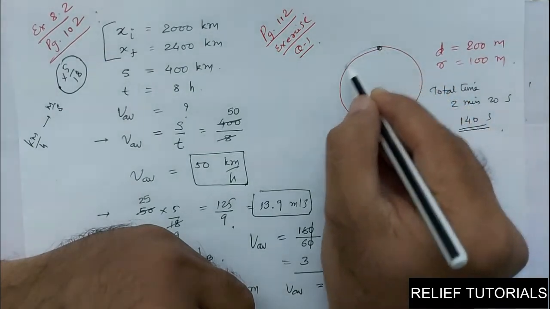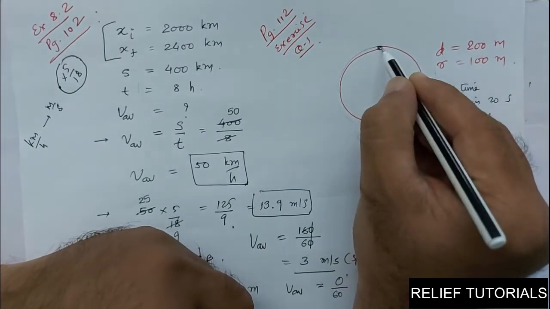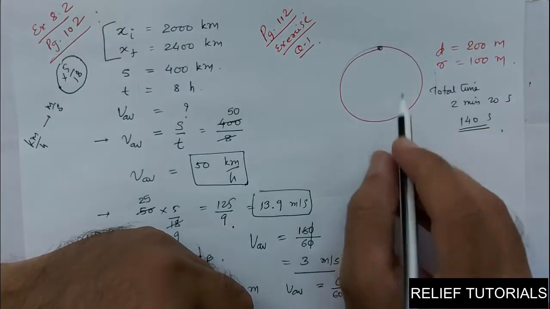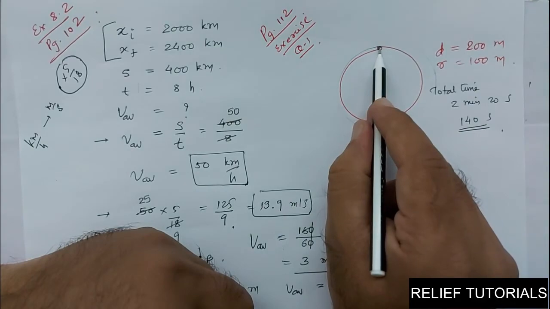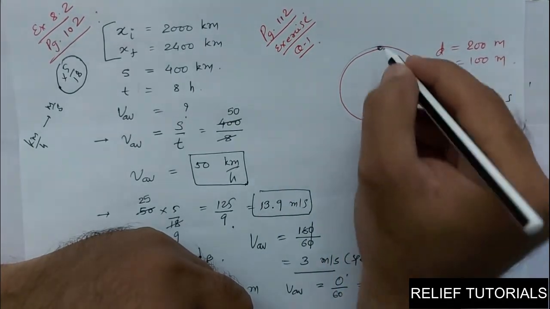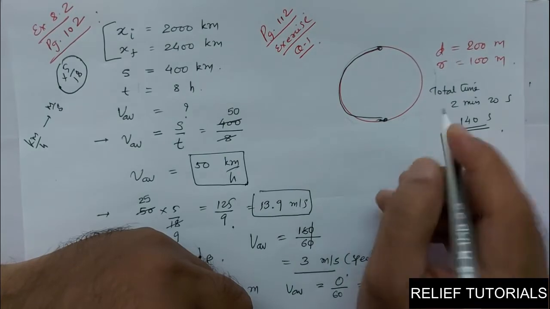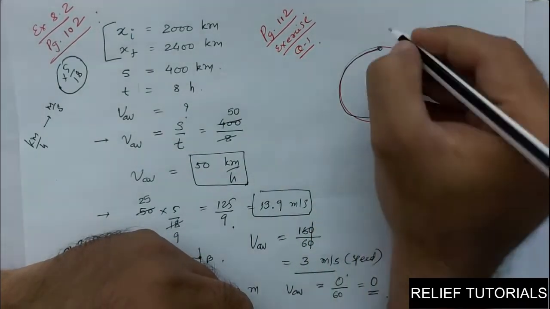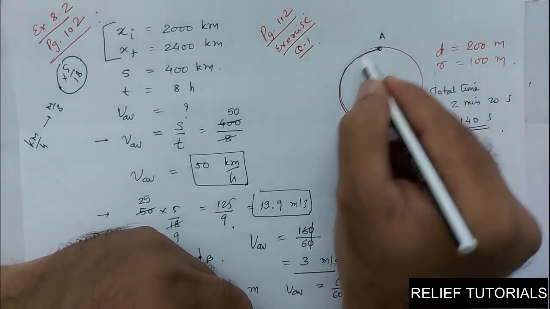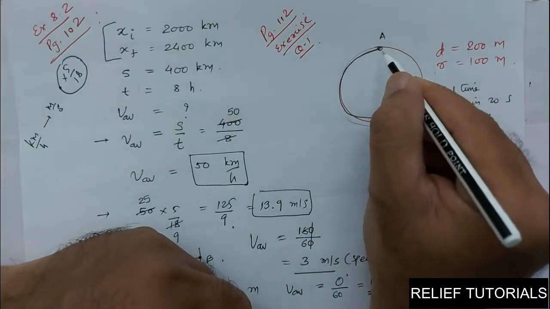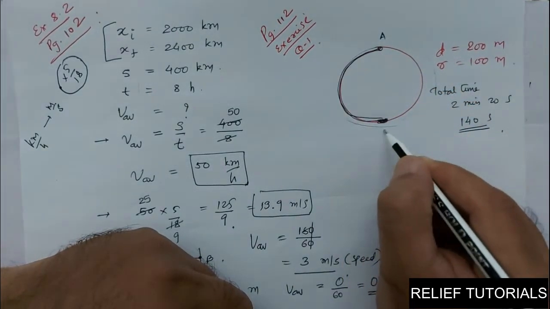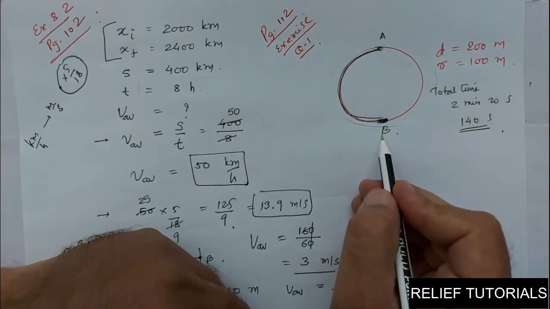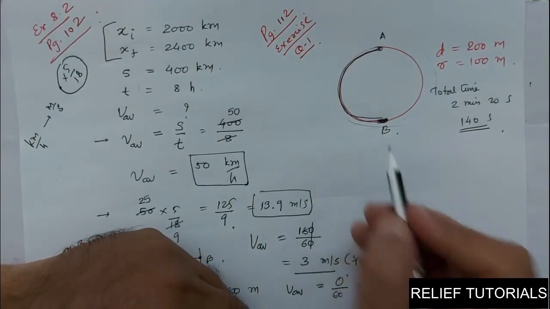He requires 40 seconds to complete one circular round. So 40 plus 40 is 80, 80 plus 40 is 120, and half here. So after 140 seconds of total running, he will be at the opposite end of the initial point. If he starts running from A, he will complete 3.5 rounds. He will end his motion at point B.